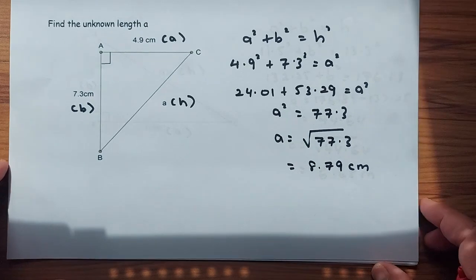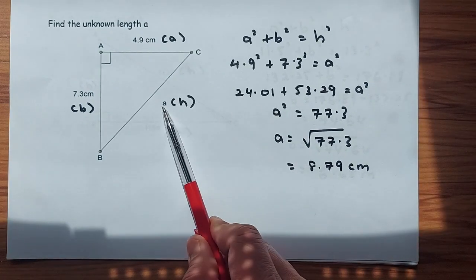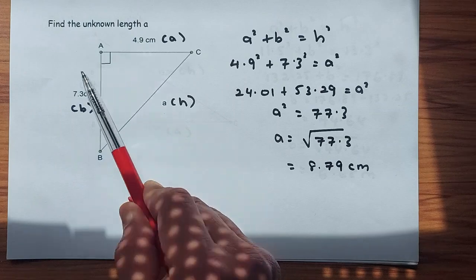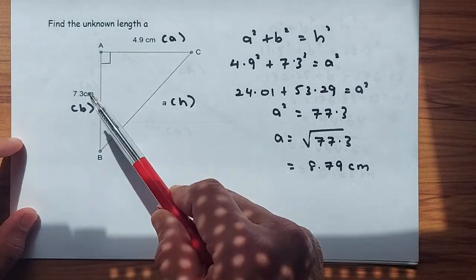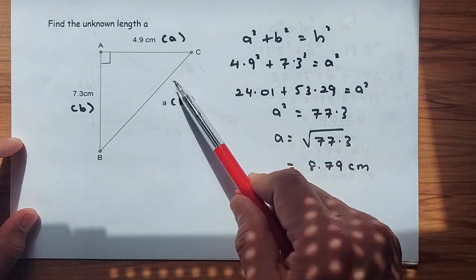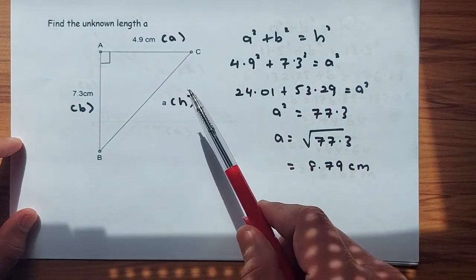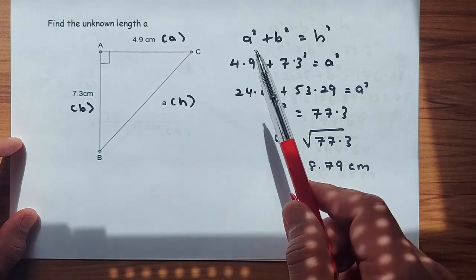The first example is find the unknown A here, given the two sides 4.9 and 7.3. First, you need to know that two sides are given. You want to find the third side. So this is a Pythagoras theorem. To know that, you need to label the sides first.